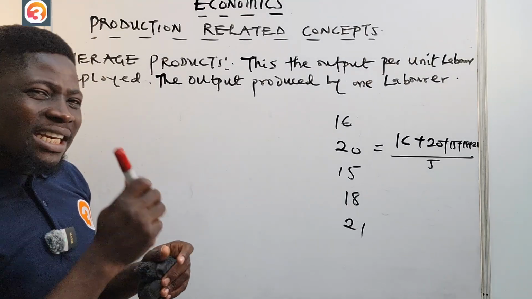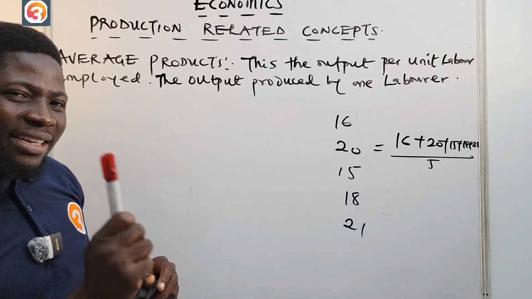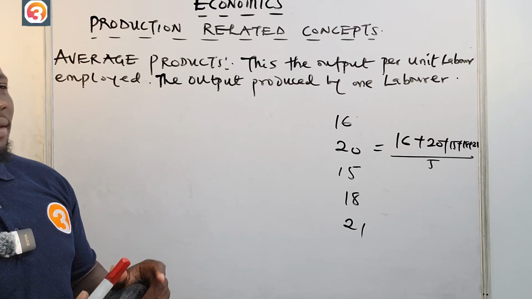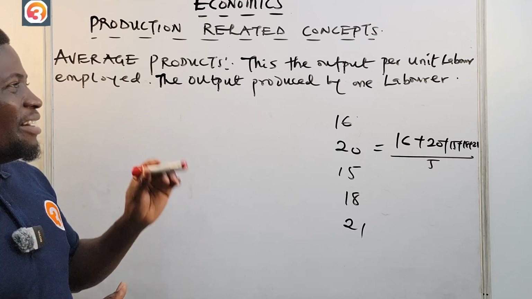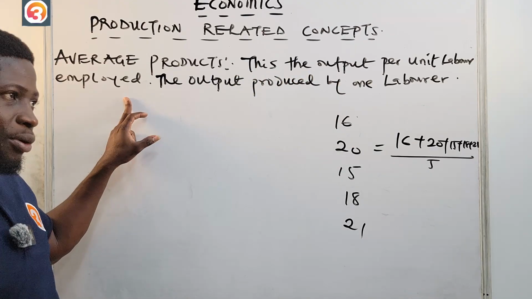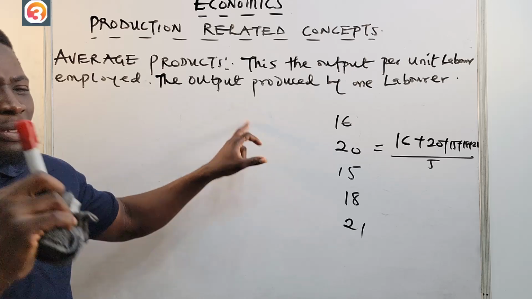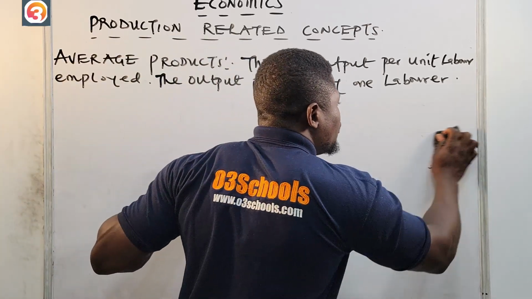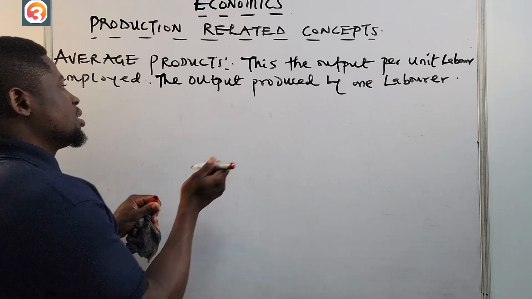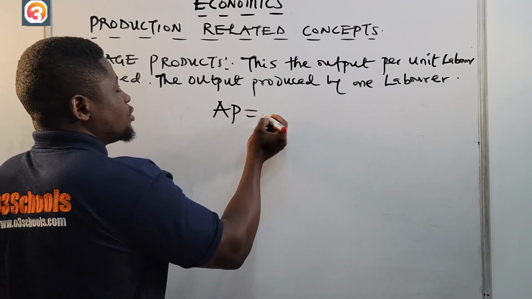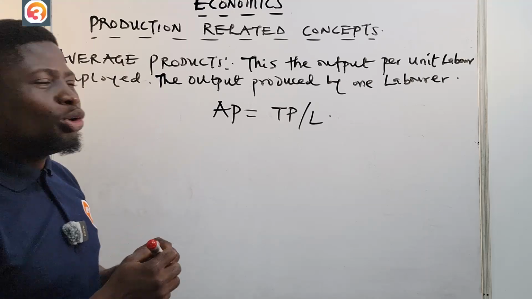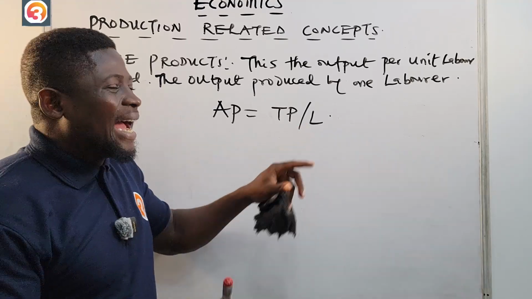Whatever you get is the average per unit laborer. That means that each laborer at least harvested so and so amount, so and so tubers. That is the average. We say average is the output per unit labor employed. That is the output produced by one laborer. And we say the formula for calculating average product is AP equals TP over L, the total product divided by L. That's what I say per unit.